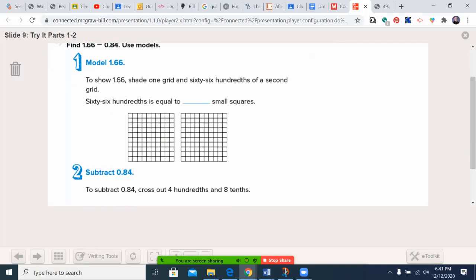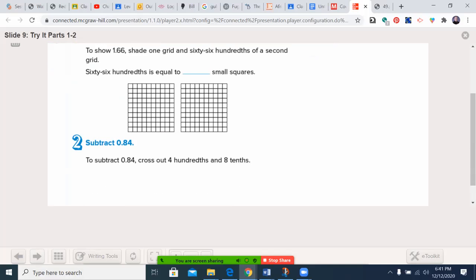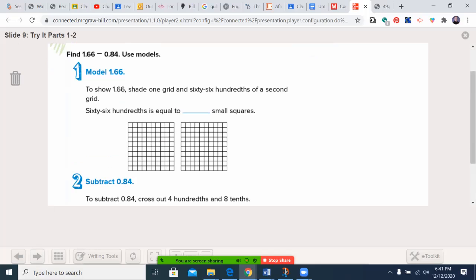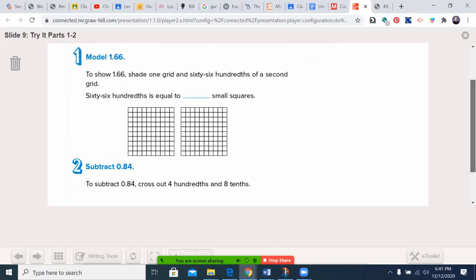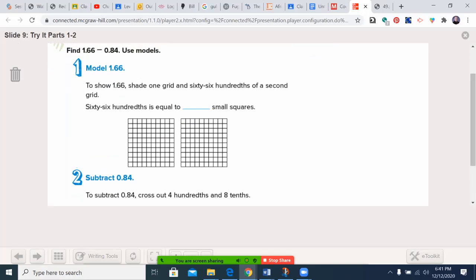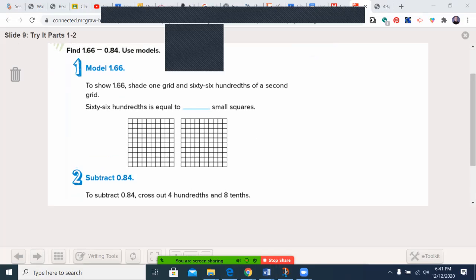So we're on the try it. This now is the top of page 356. There are 3 steps you could see on my screen. We don't have quite everything that you have on your page, and that's okay. So 1 and 66 hundredths minus 84 hundredths. I'm going to go back and grab my annotation tool so that I can draw this, and I do want yellow. I'm going to model 1.66.